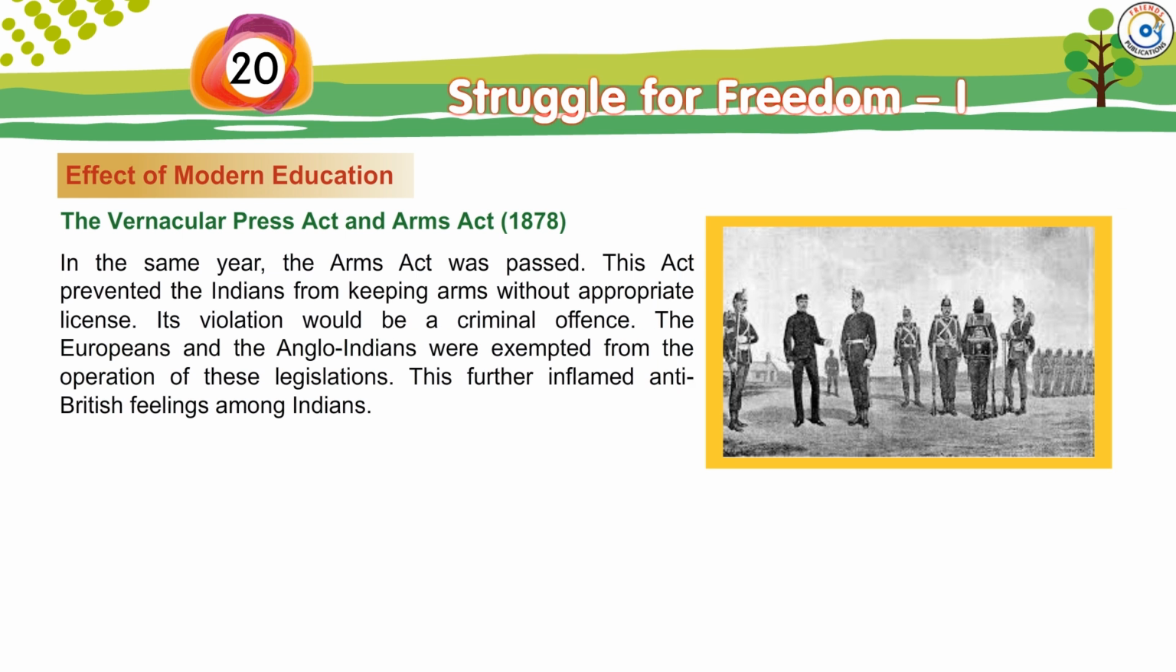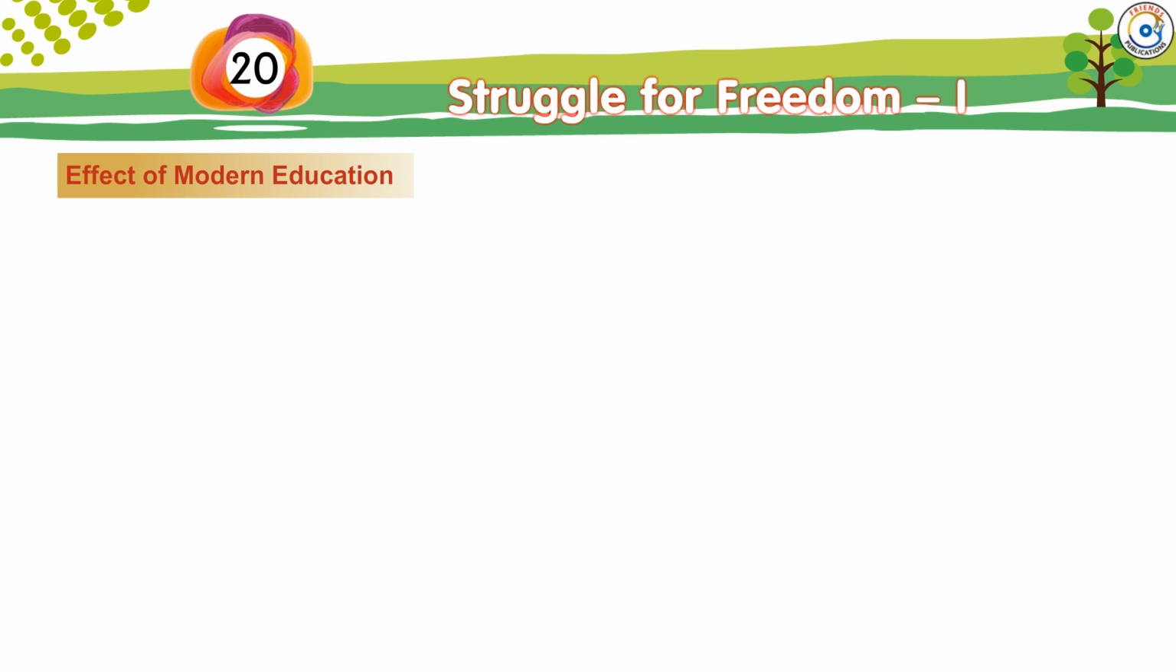In the same year, the Arms Act was passed. This act prevented the Indians from keeping arms without appropriate license. Its violation would be a criminal offence. The Europeans and the Anglo-Indians were exempted from the operation of these legislations. This further inflamed anti-British feelings among Indians.